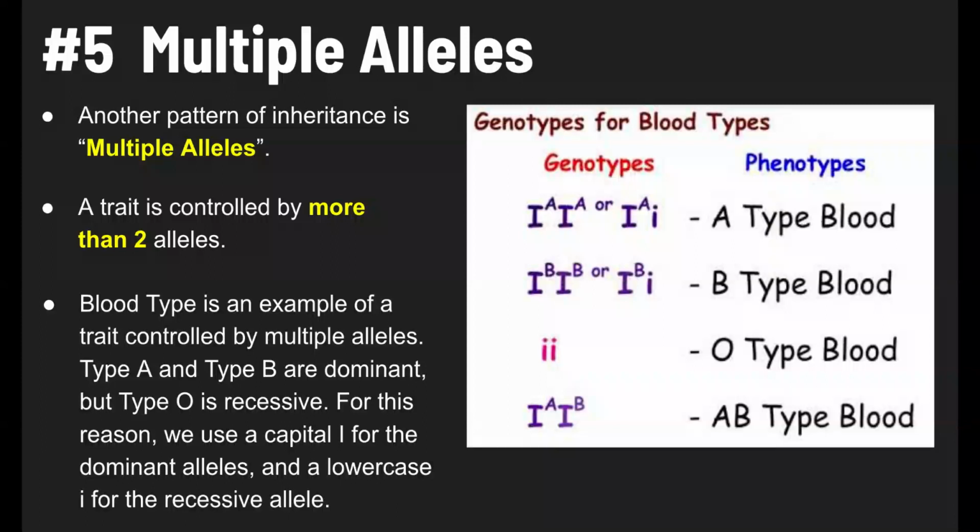And an example of this is blood type. Blood type is controlled by multiple alleles. There are 4 blood types. There's type A, type B, type AB, and type O.